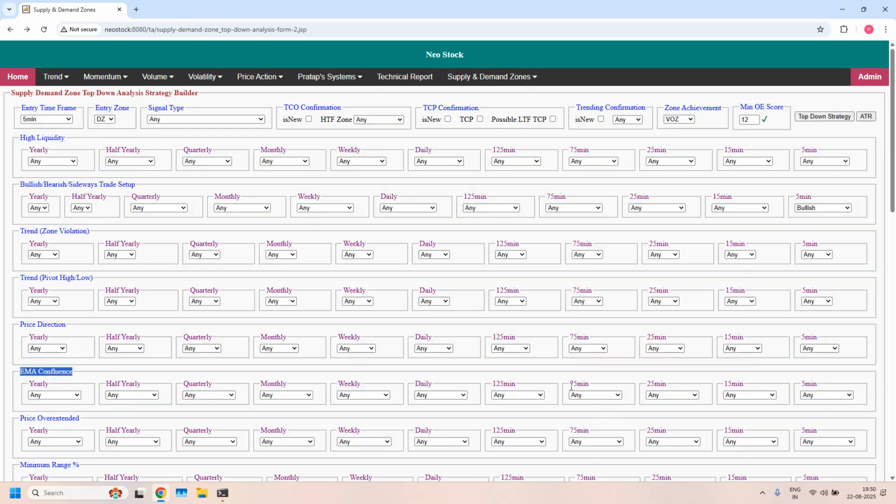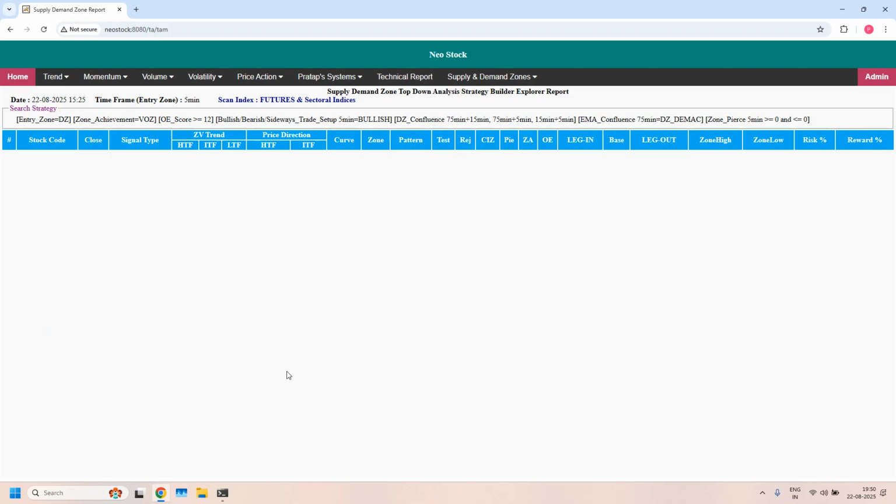EMA confluence at the 75 minutes time frame. I'm checking the 75 minutes demand zone with daily EMA confluence. So that is not having EMA. So we don't have any high probability trade setup 5 minutes demand zones in this strategy.